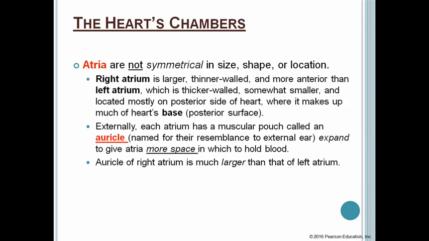external surface of the heart. The atrium has these pouches, so both the left and the right atrium have these extensions of the atrium, which are known as auricles. So the name comes from your external ear, which is your auricle, and their resemblance to that. So as they lie over the external surface of both atria, they allow more space to hold more blood. So the auricle to the right atrium is much larger than that of the left, and that again is because the right atrium is a larger chamber than the left.